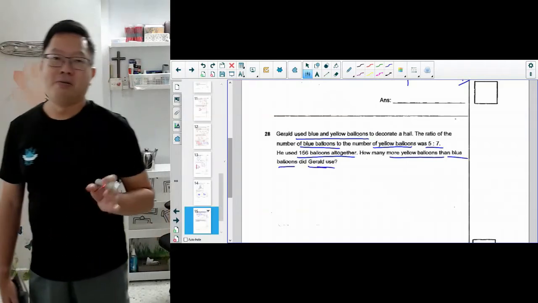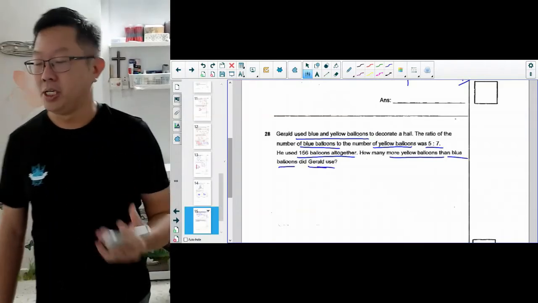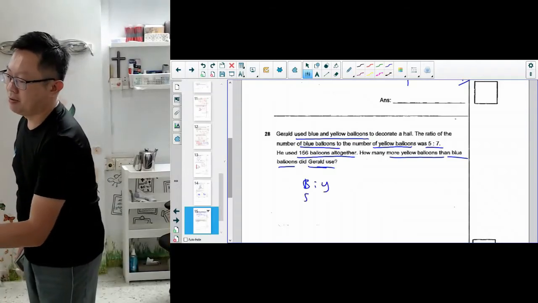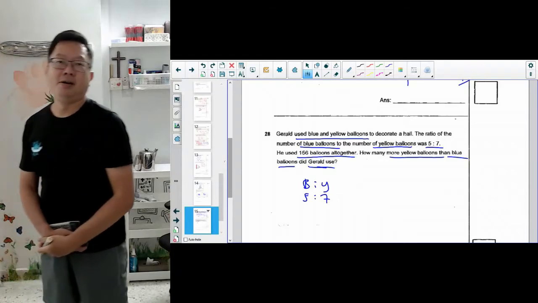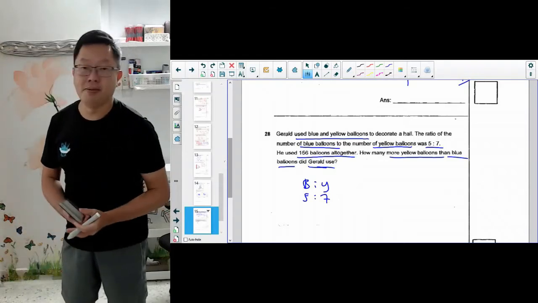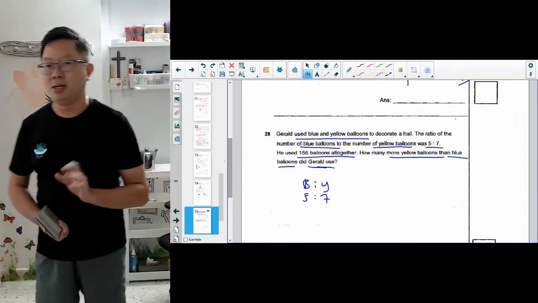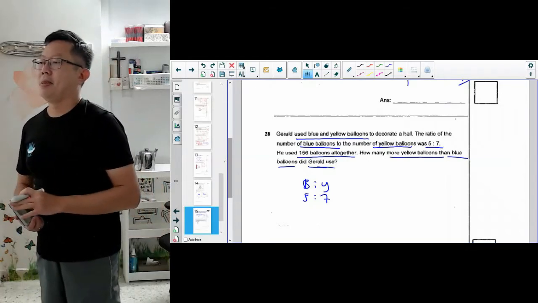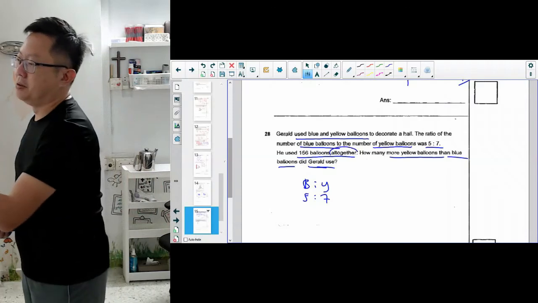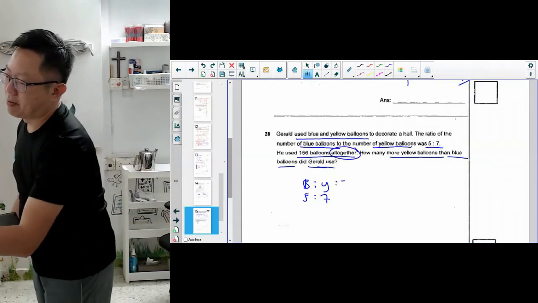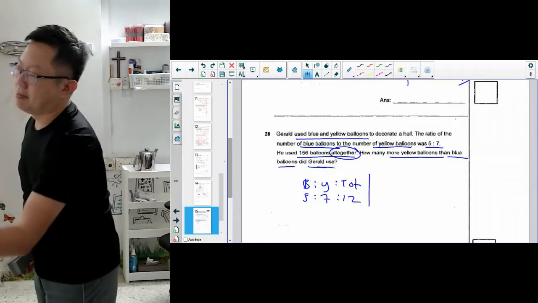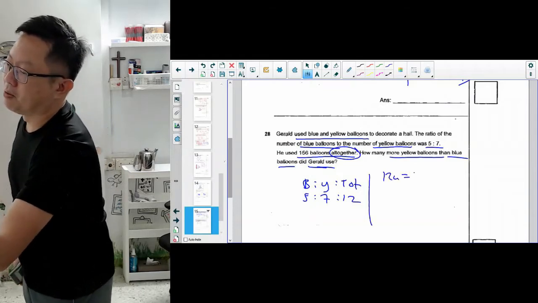So when there's a ratio problem, you label the ratio. So let's label blue is to yellow, 5 is to 7. When there's a ratio problem, you label the ratio so that you know what is what. The 5 units is the blue, the 7 units is the yellow. And there's a total because he used so many altogether. So my ratio will have a total, which is 12 units. So my 12 units is equal to 156.